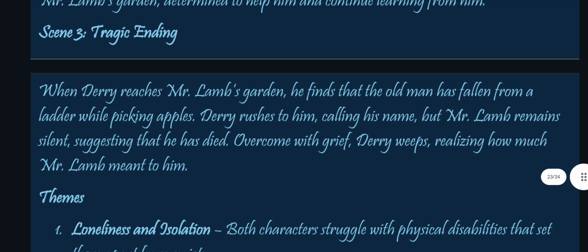Scene 3. Tragic ending. When Derry reaches Mr. Lamb's garden, he finds that the old man has fallen from a ladder while picking apples. Derry rushes to him, calling his name, but Mr. Lamb remains silent, suggesting that he has died. Overcome with grief, Derry weeps, realizing how much Mr. Lamb meant to him.